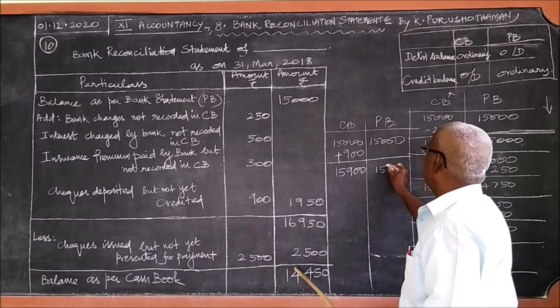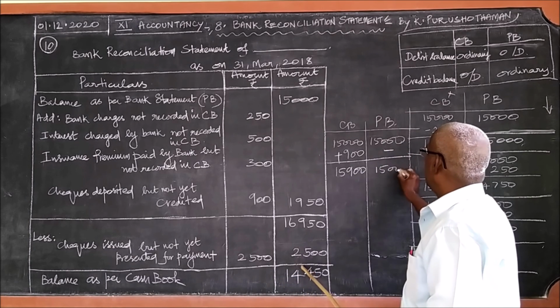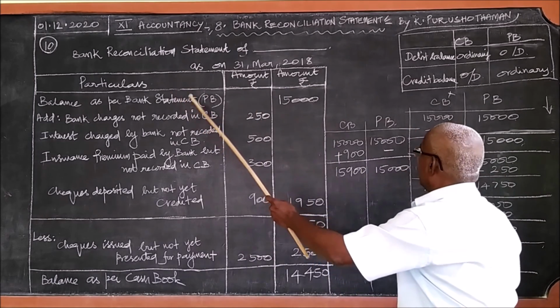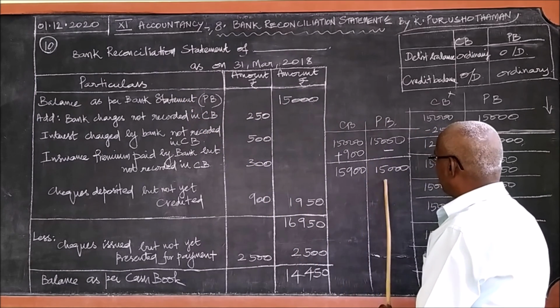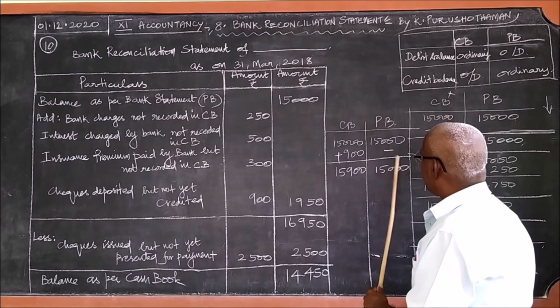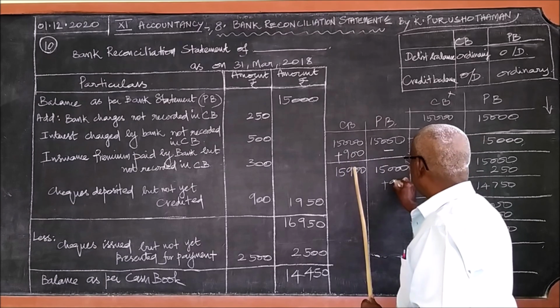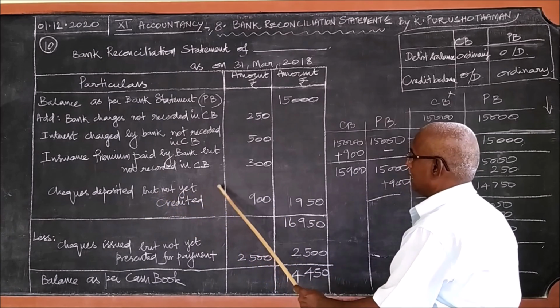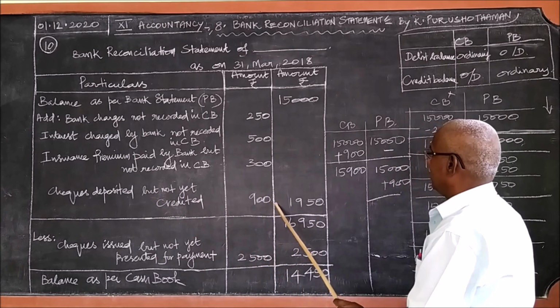So there is no entry here in the passbook. It is 15,000. Since we started from the passbook, what will the balance in the passbook be? It will be lesser. Therefore, to equalize these two, we should add this 900 rupees. That is why checks deposited but not yet credited, 900 is added.